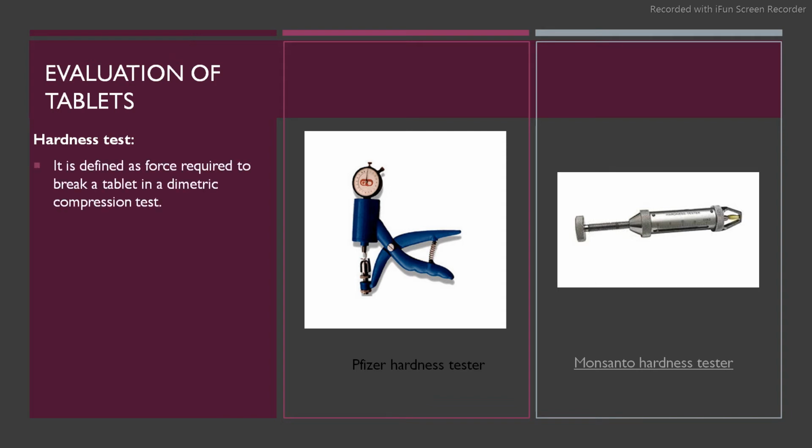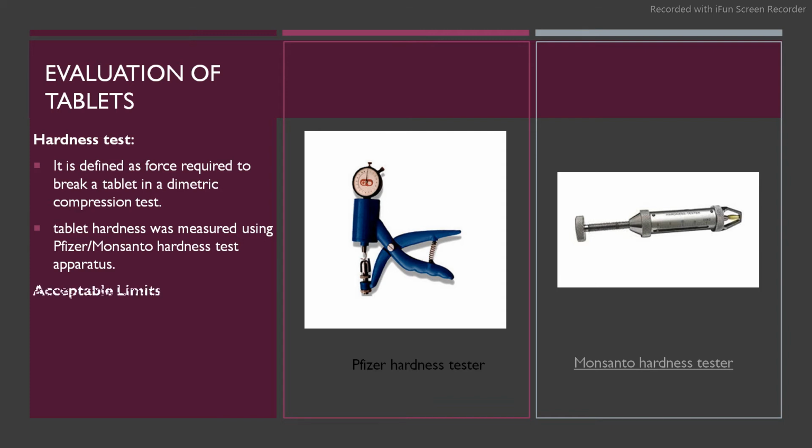And what is hardness? It is defined as the force required to break a tablet in a diametric compression test. So how much force you require to break the tablet, that force is called hardness. The tablet hardness was measured using these two types of tester, that is Pfizer and Monsanto. And what is the acceptable limit for the hardness?